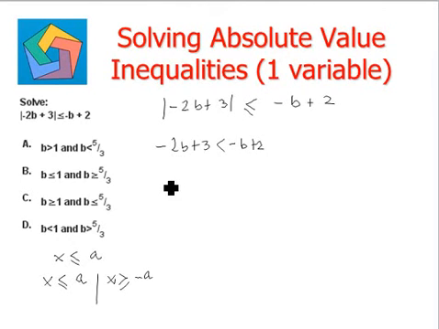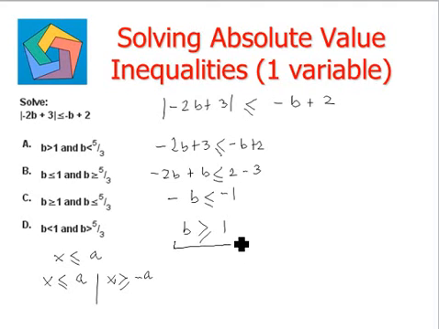So let's solve this. We bring the b to this side and take the 3 to the other side as a negative 1. Negative b is less than or equal to negative 1. To find out the value of b, we divide by negative 1. When we divide by negative 1, the inequality sign flips. So less than becomes greater than or equal to 1. This is the first value of b.